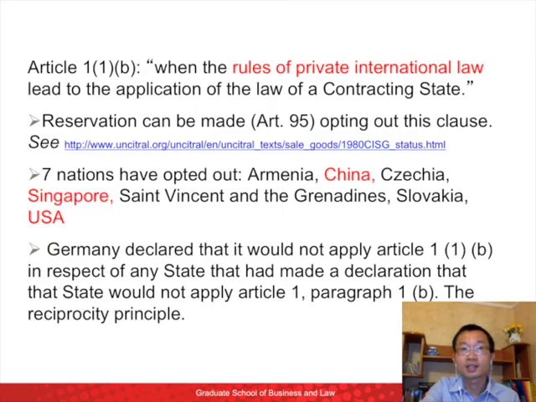There are 7 nations that have made a reservation on this clause. We can pay attention to some key trading nations, such as China, Singapore, and the United States. China is now considering withdrawing its reservation on this clause. Germany follows the reciprocity principle. Germany only applied such a reservation for the countries that have made a declaration on Article 11b, such as China, Singapore, and the US. For the nations that do not have such a reservation, the Germany will not either.